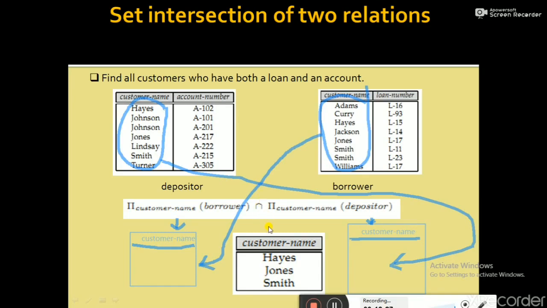For the set intersection operation, the structure of the temporary relation will be the same as R and S, and the content will be the tuples which belong to both relations, meaning both R and S.